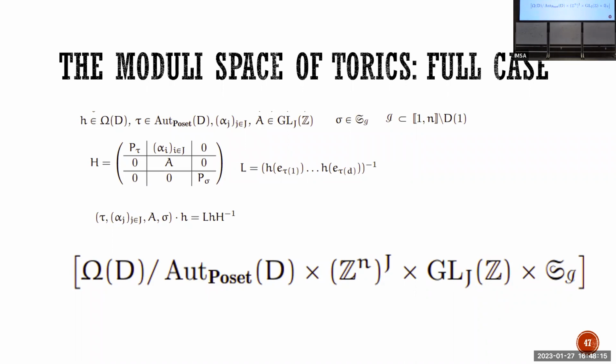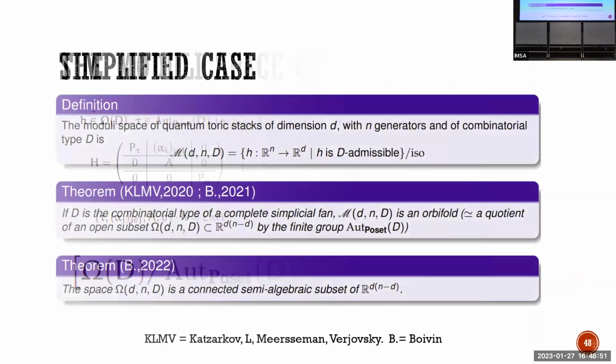Anyway, omega D is an open connected semi-algebraic set of R to the D times N. And this is the topology of the moduli space of toric objects of fixed combinatorial type D. And of course, now we're starting to work with Rita Jimenez and Ernesto on trying to get homological stability, these kind of things, like the moduli spaces admit these kind of questions of pure topological nature. But this is the topology of the moduli space.